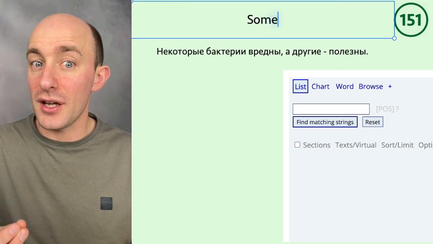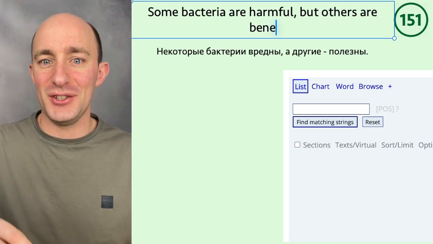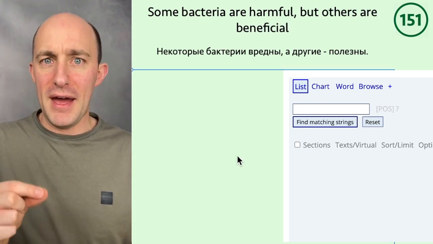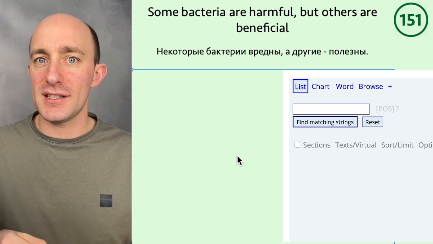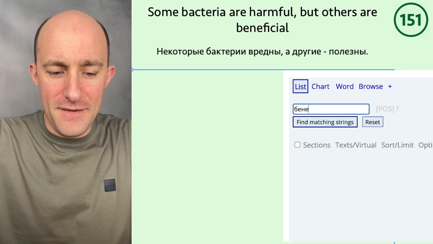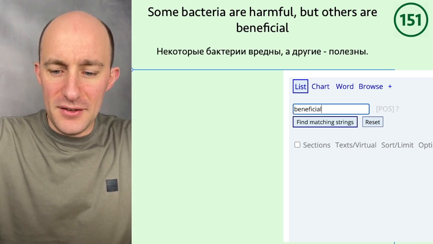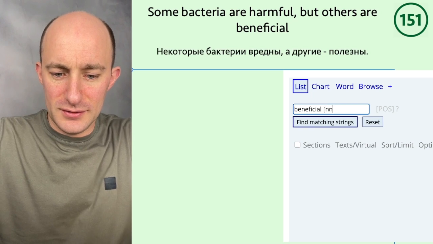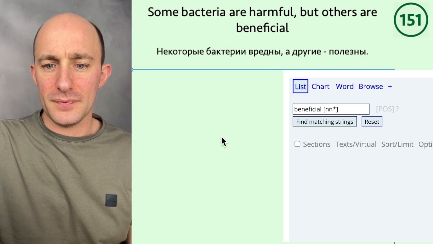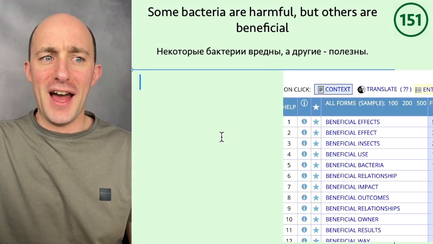Some bacteria are harmful, but others are beneficial. So in this context, beneficial is the opposite of harmful. Let's see what other things can be beneficial. Oops, Russian letters, we don't want them. Beneficial. Let's have a look. A beneficial effect, yeah.